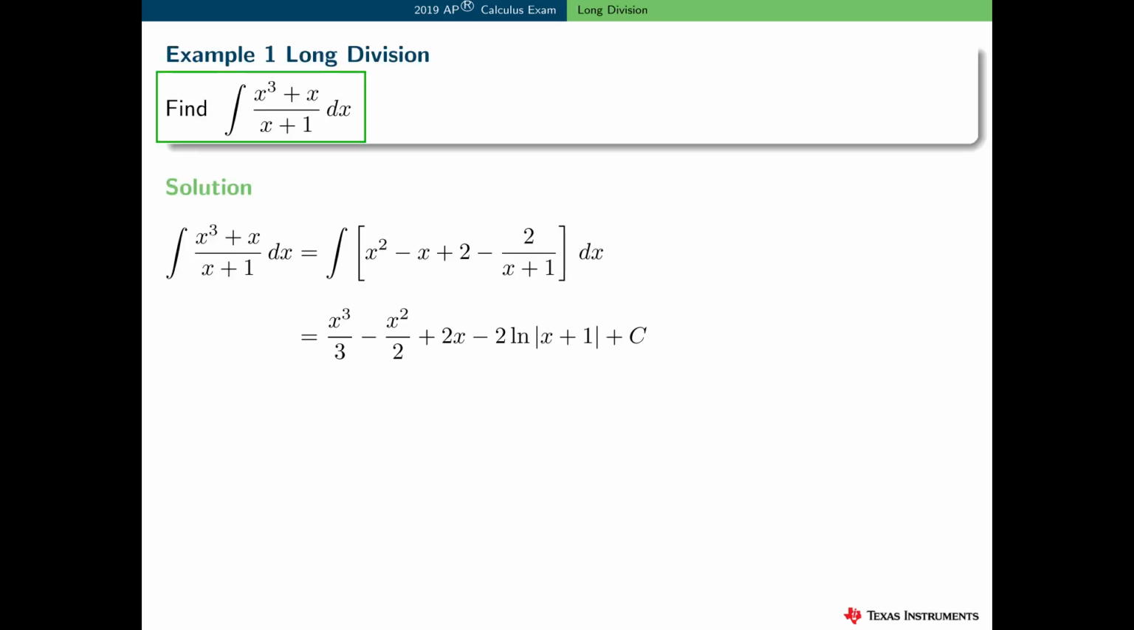Here's a quick example to illustrate how long division helps solve an integration problem. Let's see if we can find this definite integral. The integrand is a rational function. The degree in the numerator is 3. It's greater than the degree in the denominator, 1. This suggests that we rewrite the integrand using long division. Now, I won't go through all of the algebra, but here's the result of long division. And now I can integrate term by term, using the power rule, and a simple u substitution to obtain a natural logarithm.